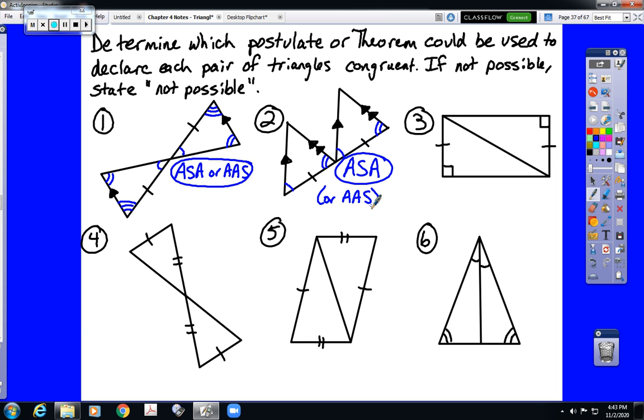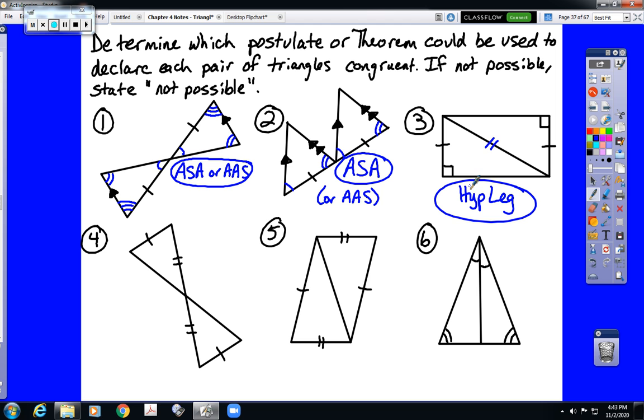On number 3, we see the right angles. That should immediately be a dead giveaway that we should be seeking hypotenuse leg as our option. We already have a set of legs marked in our right angles, and we have a congruent hypotenuse. That is enough for us to declare hypotenuse leg and finish that problem.